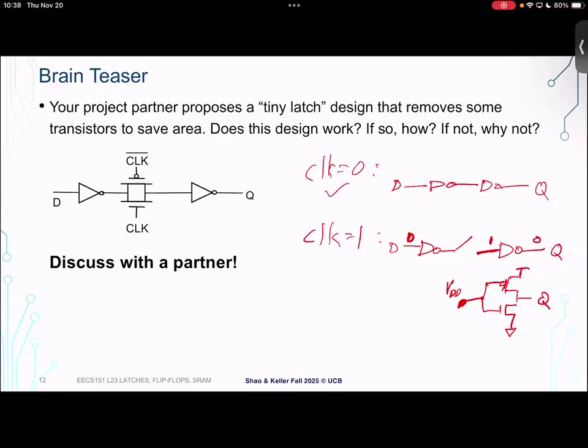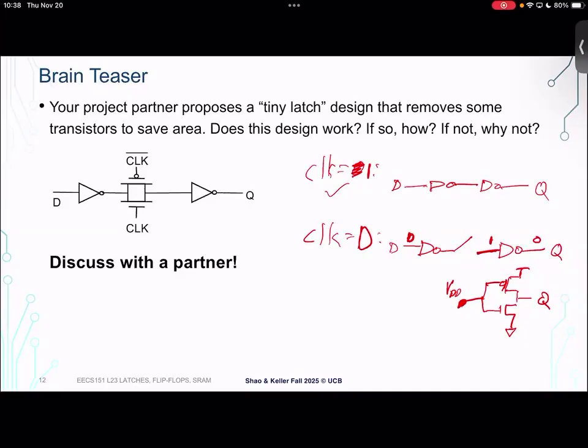Yeah. Oh, yeah, you're right. I've drawn it backwards. Thanks for pointing that out. Yeah, sorry about that.